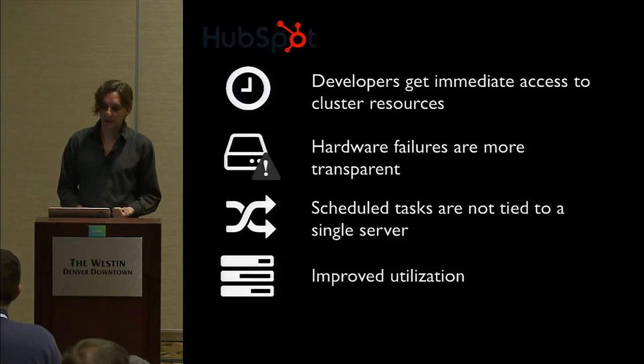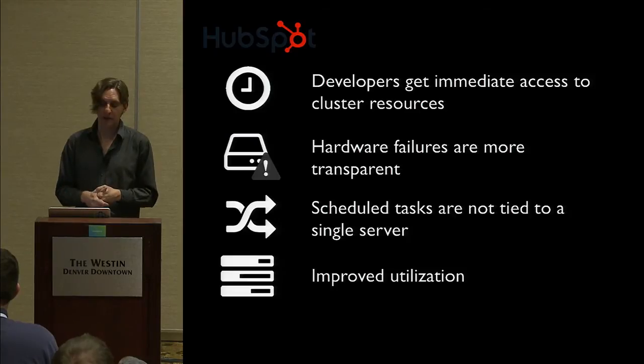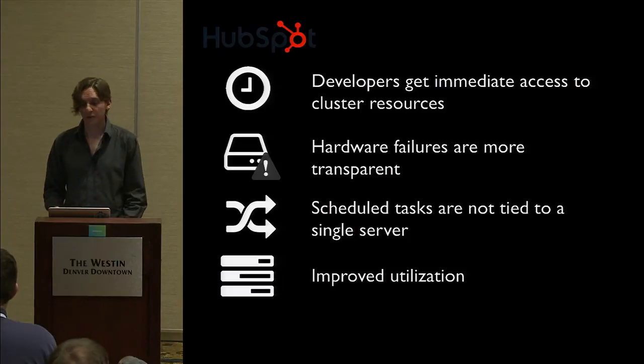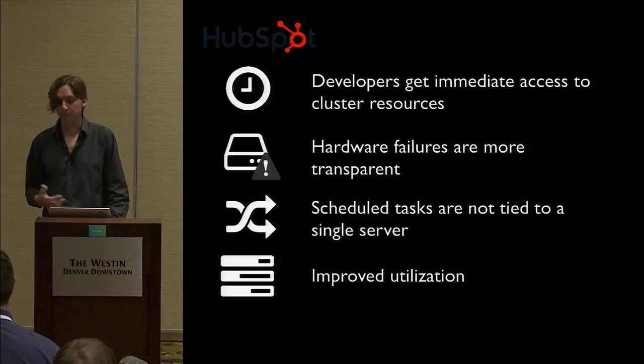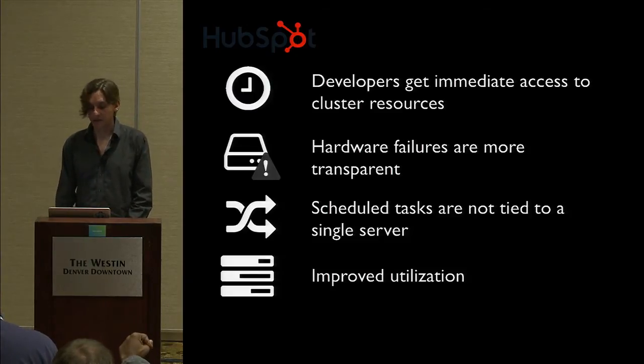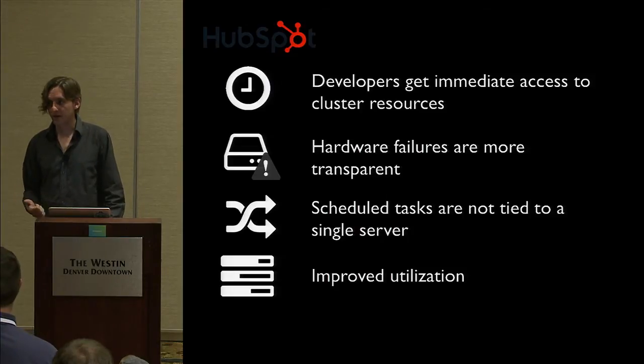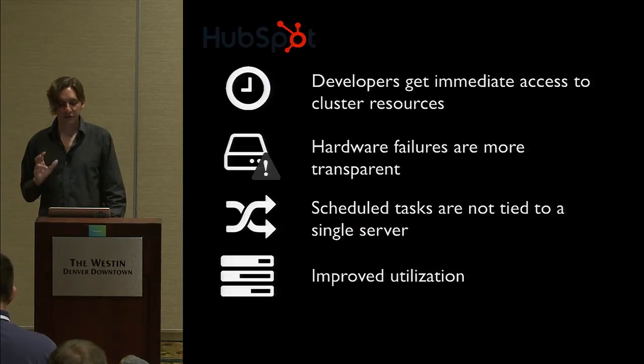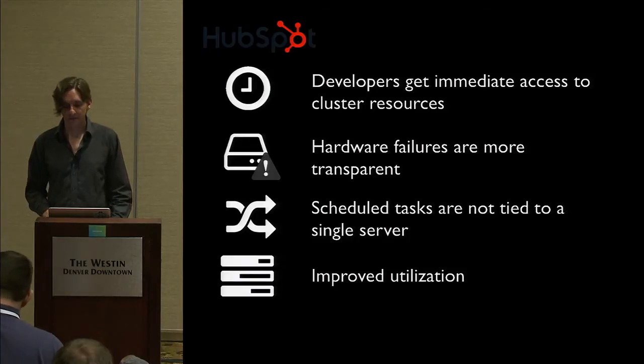They get increased reliability because hardware failures are more transparent to developers, as services are automatically replaced when tasks are lost. In other words, developers are no longer paged because of a simple hardware failure. Scheduled tasks are not tied to a single server, which could fail at any time, taking the cron job with it. And resource utilization is improved, which directly corresponds to reduced costs. Services which were previously running on over-provisioned hardware now use the exact amount of resources required.